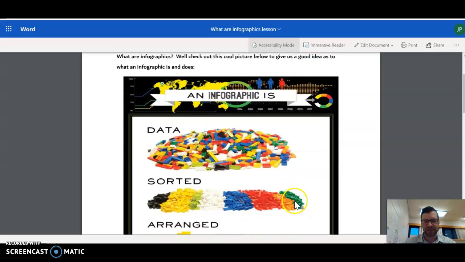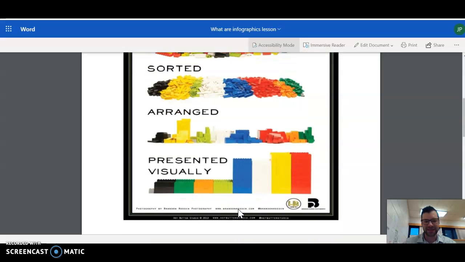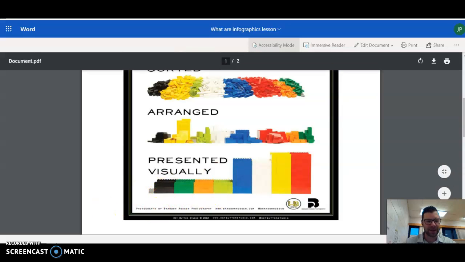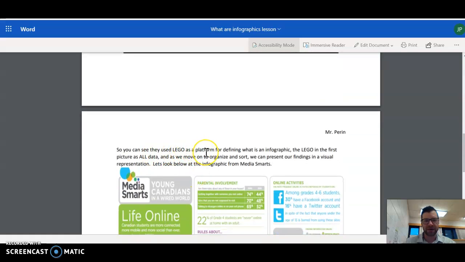We sort that data all into nice colors. It's all arranged. You can see they're starting to put it together here. And it is presented visually. So this is like a bar graph here, represented by the Lego. And as we move down, you can see they use Lego as a platform for defining what is an infographic. The Lego in the first pictures is all data, and as we move on to organize and sort, we can present our findings in a visual representation.